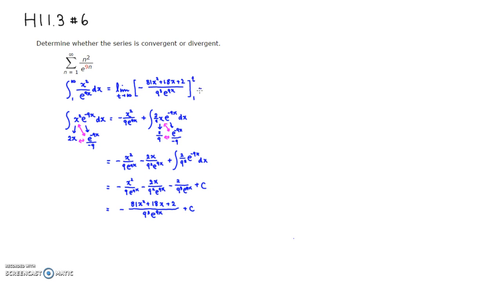All right, then this is going to be, we have a limit as t approaches infinity. All right, if you plug in t, you're going to get the negative 81t squared plus 18t plus 2. All right, then you have a 9 cubed e to the 9t. All right, then plug in 1, so it's a minus, then negative sign, so it's going to be plus.